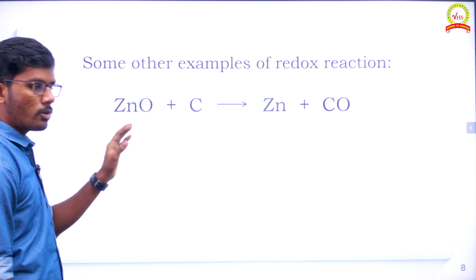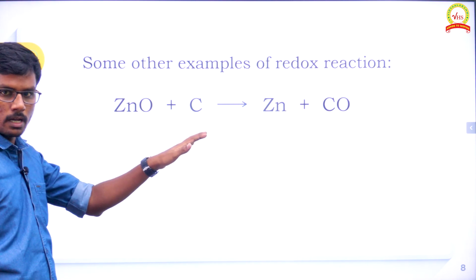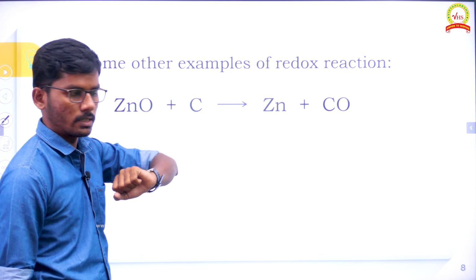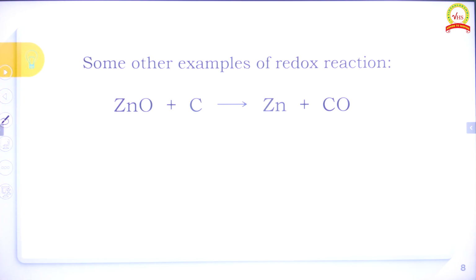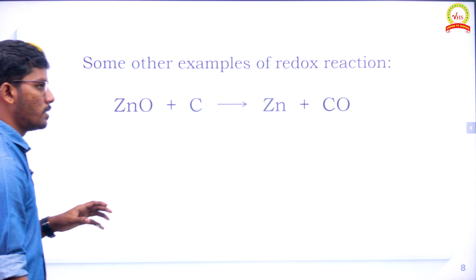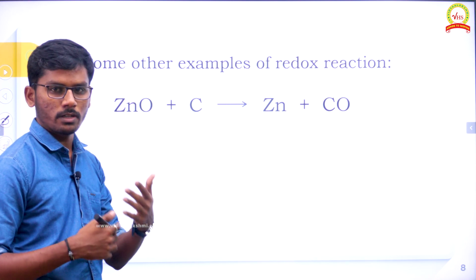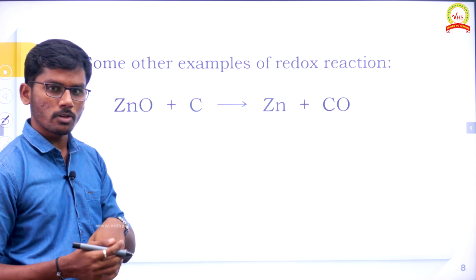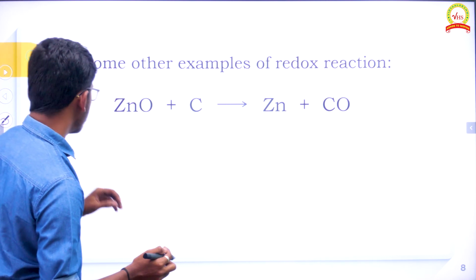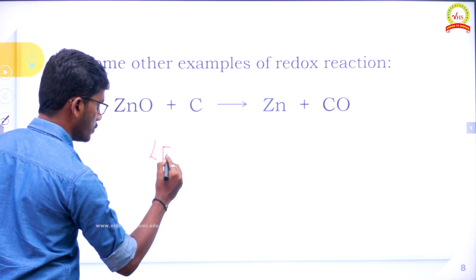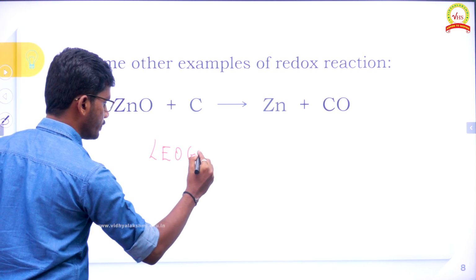Next, zinc oxide reacts with carbon. It gives zinc plus carbon monoxide. Before this, I will just make one thing clear. We discussed addition and removal of oxygen and hydrogen, but in terms of electrons also we have learned. There is a short term that we can use to easily remember. The term is LEO GER.